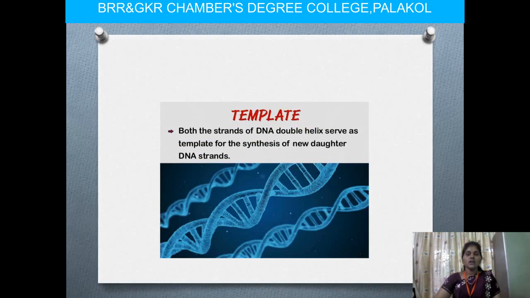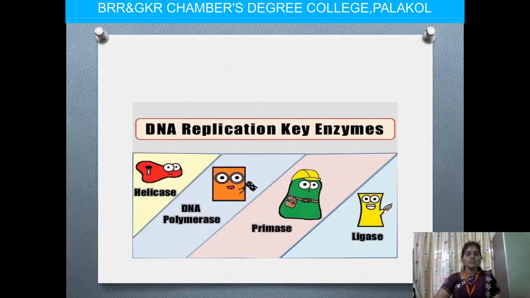So next one is templates. Templates means that if we have the parental DNA with a double helical structure, these two DNA strands act as the templates and form the daughter DNAs. We can use these templates for the synthesis of new daughter DNA strands. Okay, next are the different types of enzymes used in DNA replication.